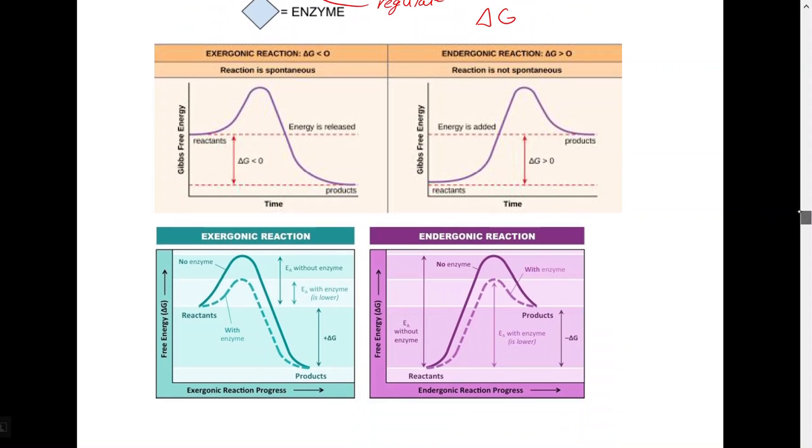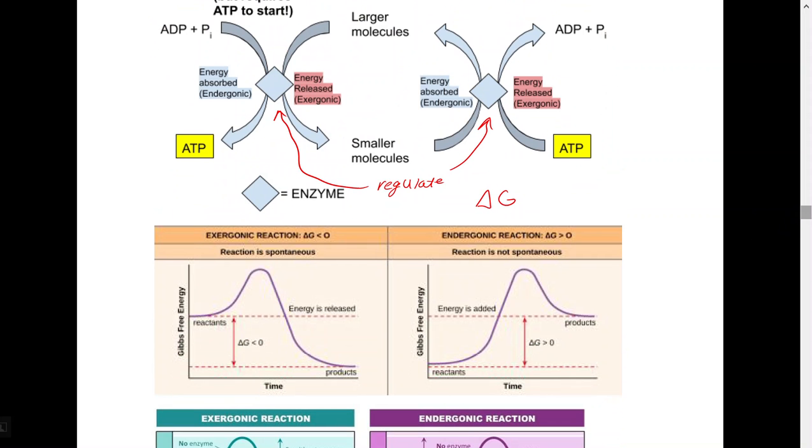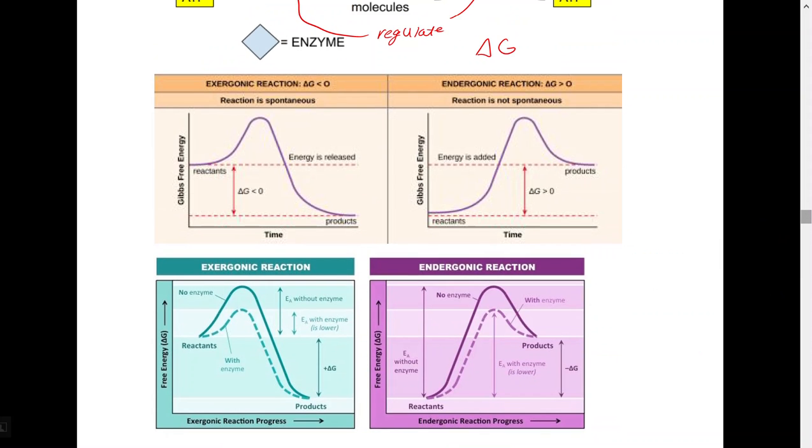So let's look at the energy diagrams for a second. We have exergonic and endergonic reactions, which I put under decomposition, our exergonic, and our endergonic reaction, the synthesis. What's going to happen? Delta G is our change in the energy of the system. Here, it's less than 0. The products have less energy than the reactants.